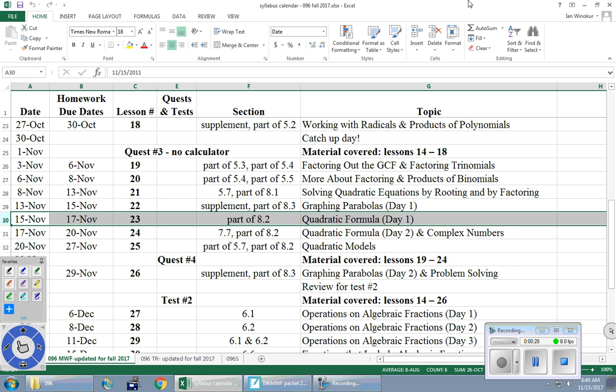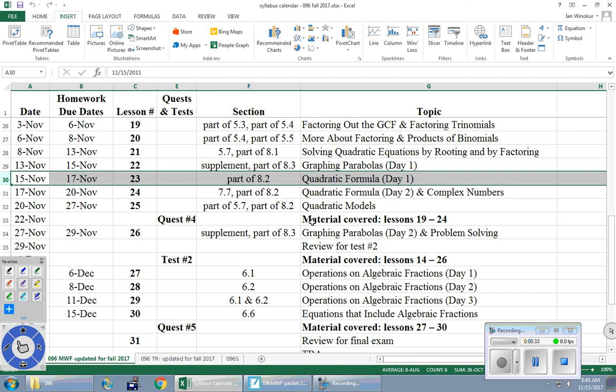Coming up next week, remember, is quest number 4. That's on Wednesday, 1 week from today. Any questions on the calendar?